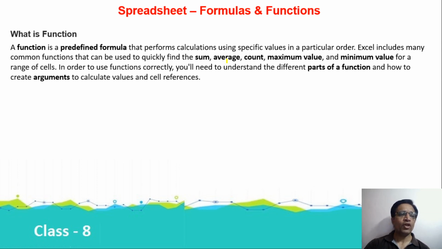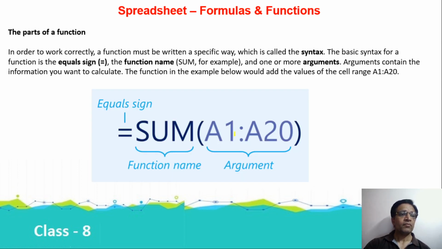Excel includes many common functions that can be used to quickly find sum, average, count, max value, min value for a range of cells. In order to use the functions correctly, you will need to understand the different parts of the functions and how to create the arguments to calculate the values and the cell references. So gradually, as we proceed further, one by one we'll discuss these functions in detail and how to make use of these functions.